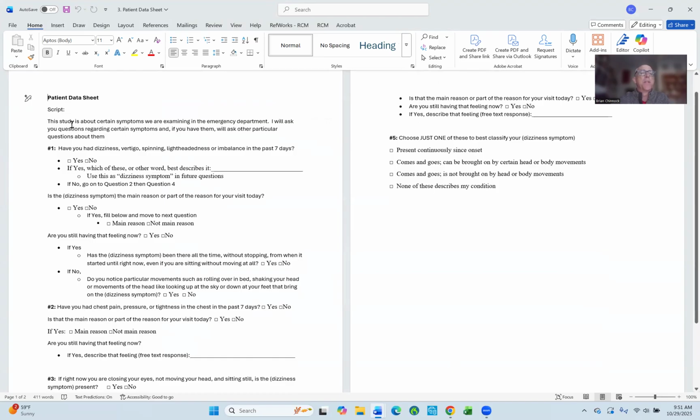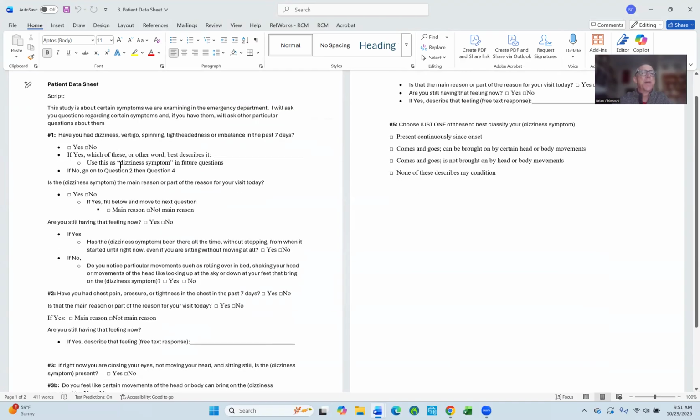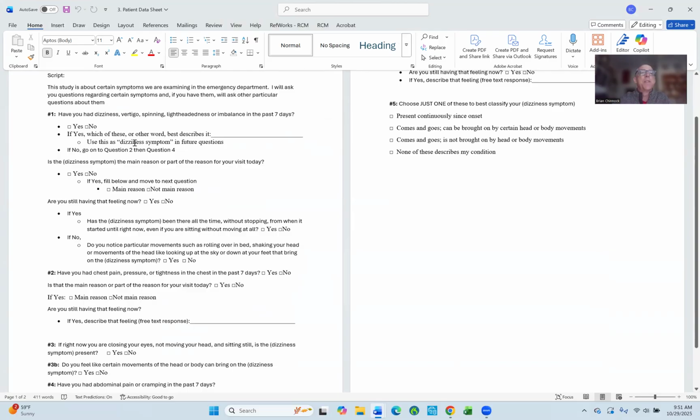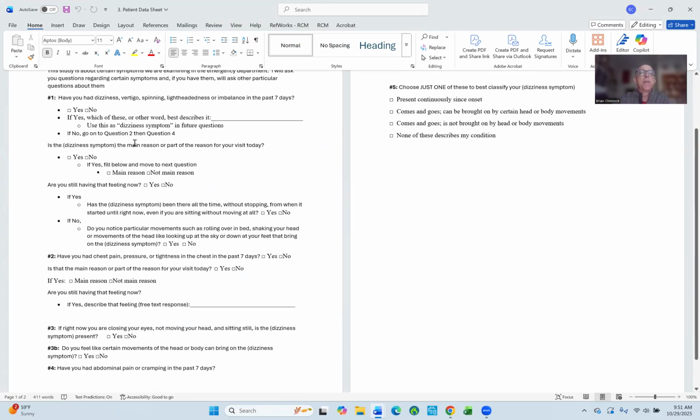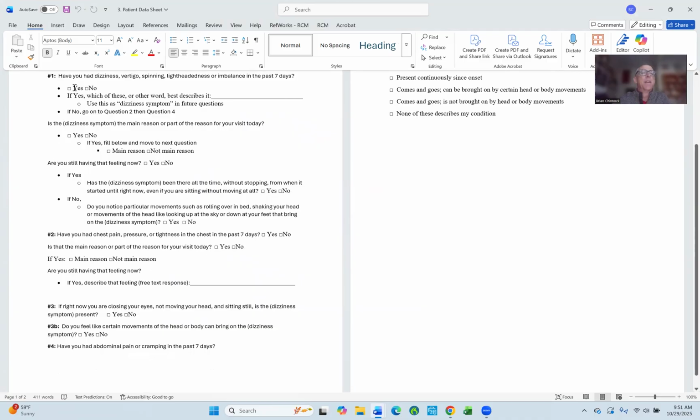You'll tell them the study is about certain symptoms we are examining in the emergency department. I will ask you questions regarding certain symptoms, and if you have them, we'll ask other particular questions about them. Have you had dizziness, vertigo, spinning, lightheadedness, or imbalance in the past 7 days? Yes or no? And then if yes, they need to be directed to say which of those, what word would you say best describes what you're having? The idea is to get the word that they feel best describes it so that you can use that in future questions, whether they call it dizziness or vertigo or spinning, things like that.